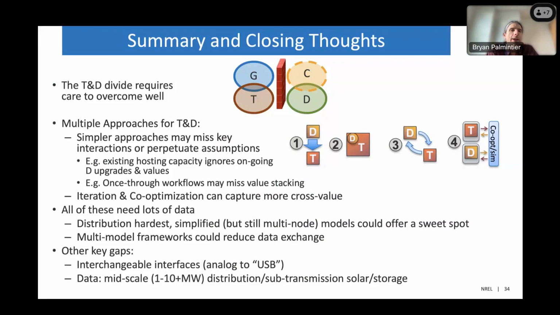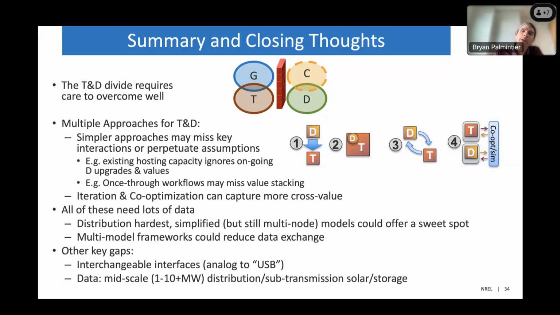I highlighted already this idea that existing hosting capacity ignores the fact that there's already distribution upgrades and potential value streams associated with those that would be missed, as well as the idea that a once-through workflow where we're, say, taking distribution exogenously and running it through transmission, might miss those opportunities for distribution-sided storage or other resources to provide services to the bulk system, to offset the need for transmission, to get something built faster, whatever the motivations are.